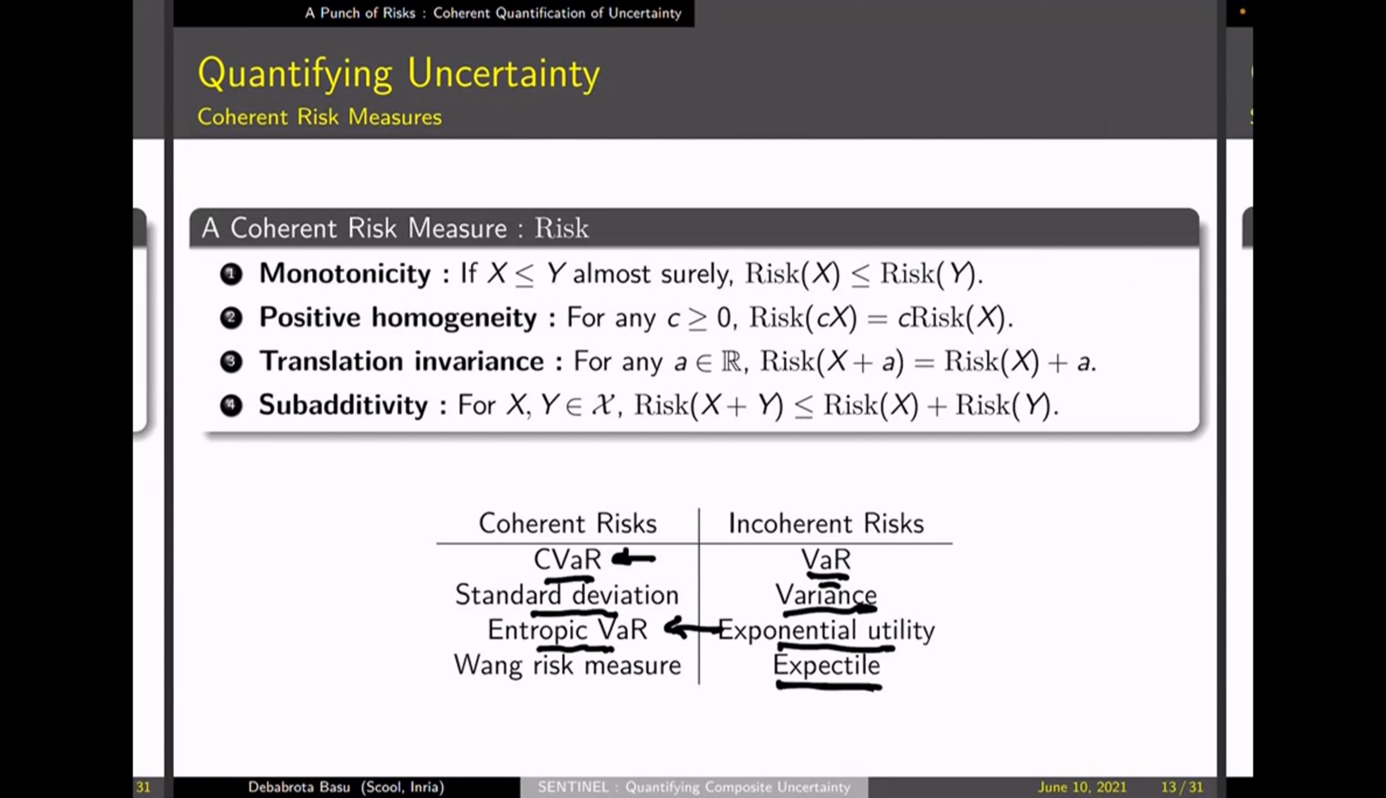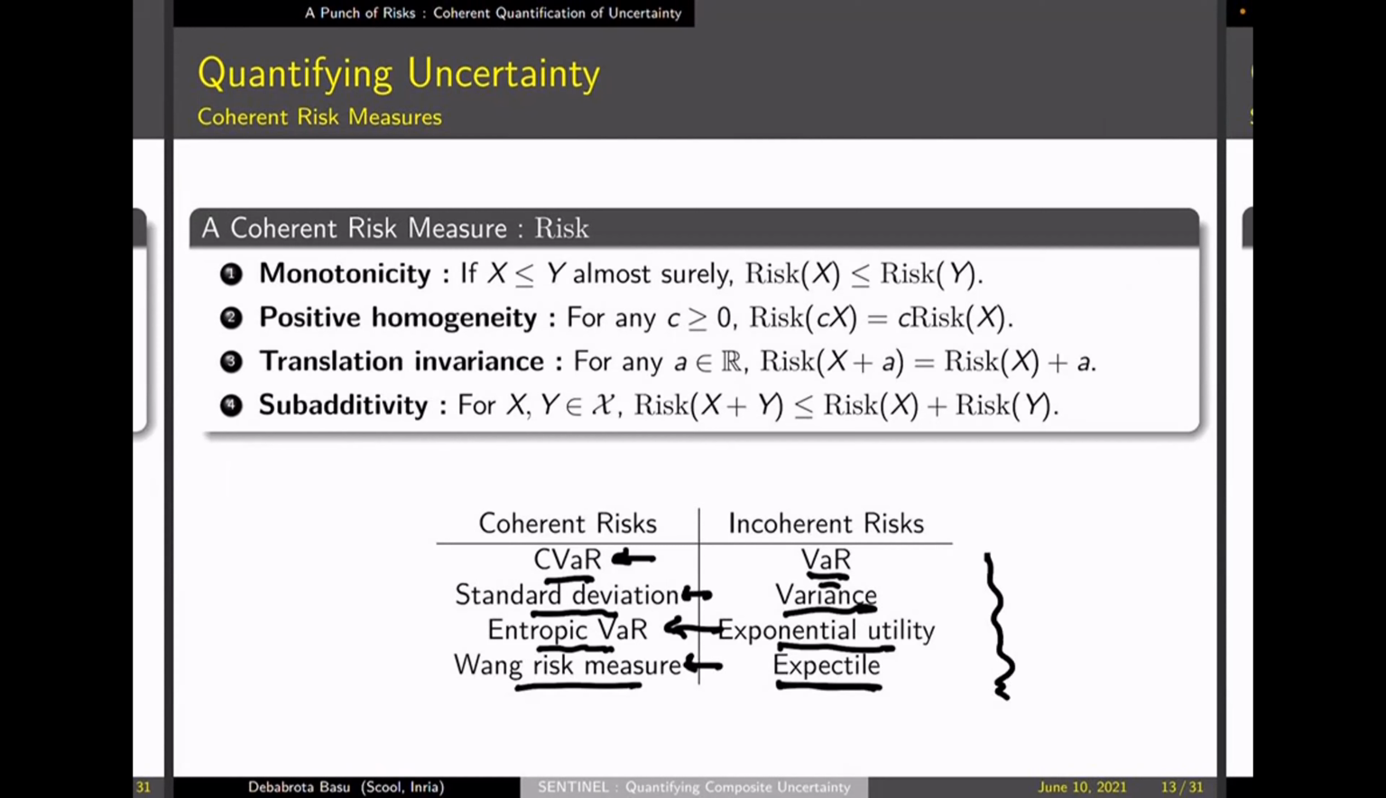That is not actually coherent, but Wang risk measure, a normalized version of this, is coherent. So it says we should move to this part of our table rather than staying at this part, where we have seen lots of historical research and lots of things that have been done in the research community. So given this, we know what kind of risk measures we want to use for our purpose, but there's something more.